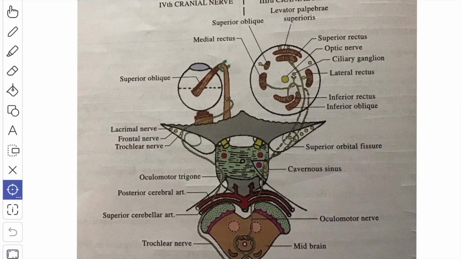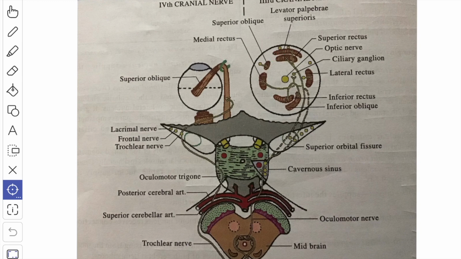Next we'll see the oculomotor nerve in the orbit. In the orbit, this is the superior ramus. So this superior ramus passes forward and upward lateral to the optic nerve. So this is the optic nerve. So it passes lateral to the optic nerve and supplies the superior rectus muscle and the levator palpebrae superioris muscle.